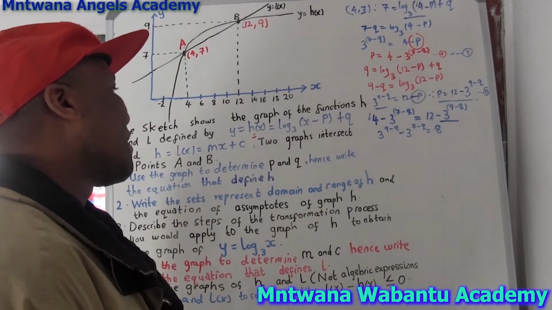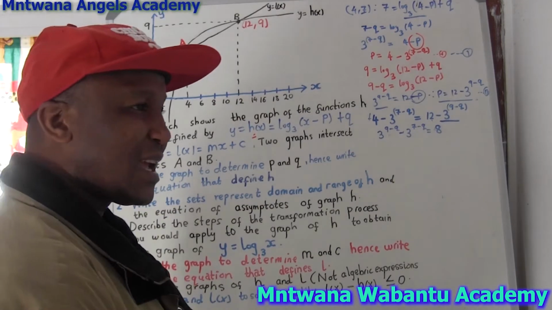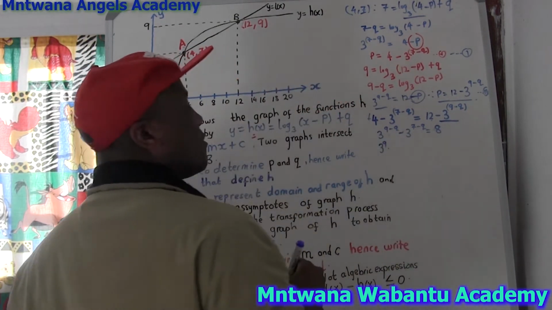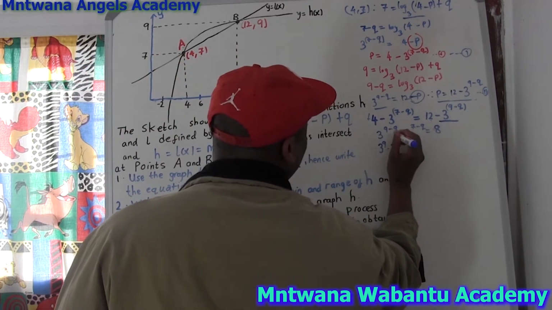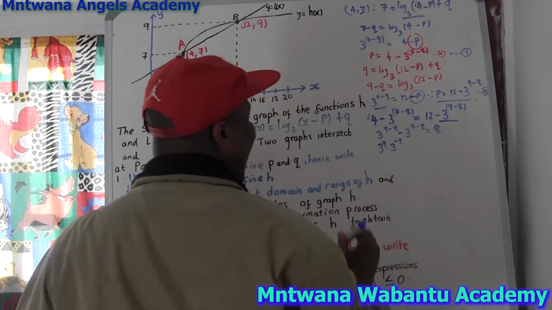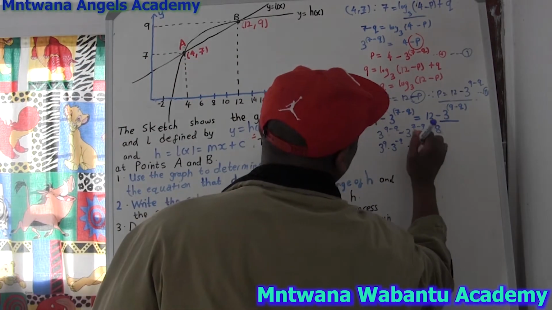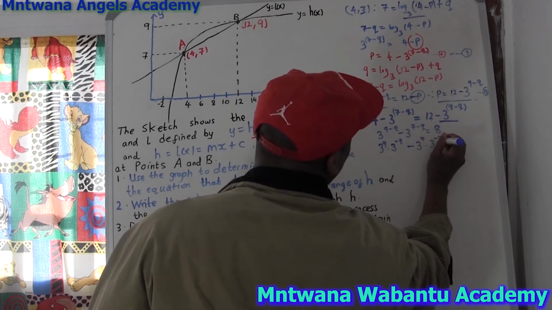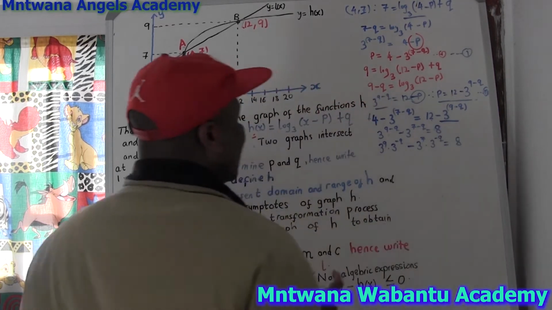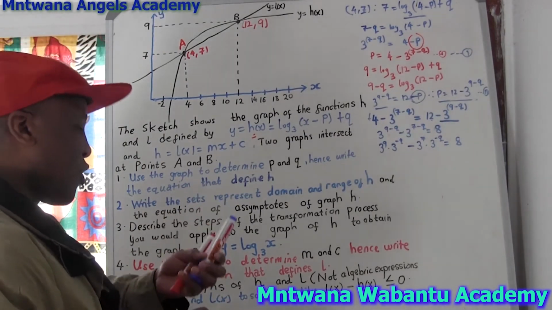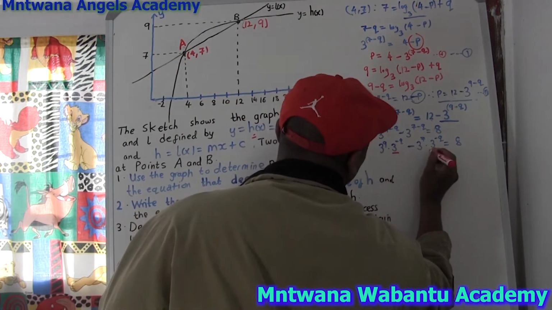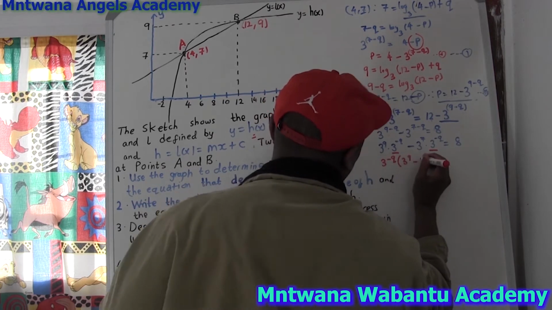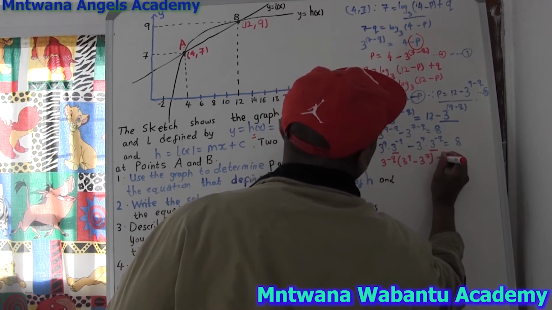Okay, so next step, let's split number and letter. So it's going to be 3 power 9 from the log exponential, and 3 power negative q. Number, letter. And then minus 3 power 7 times 3 power negative q equal to 8. So you see 3 power negative q is common. I can factor that out. So it's going to be 3 power negative q times (3 power 9 minus 3 power 7), equal to 8.